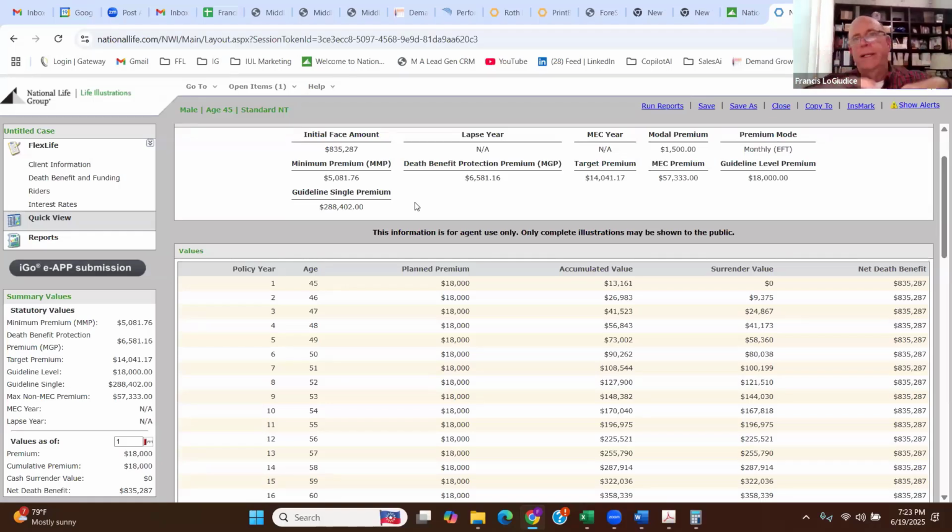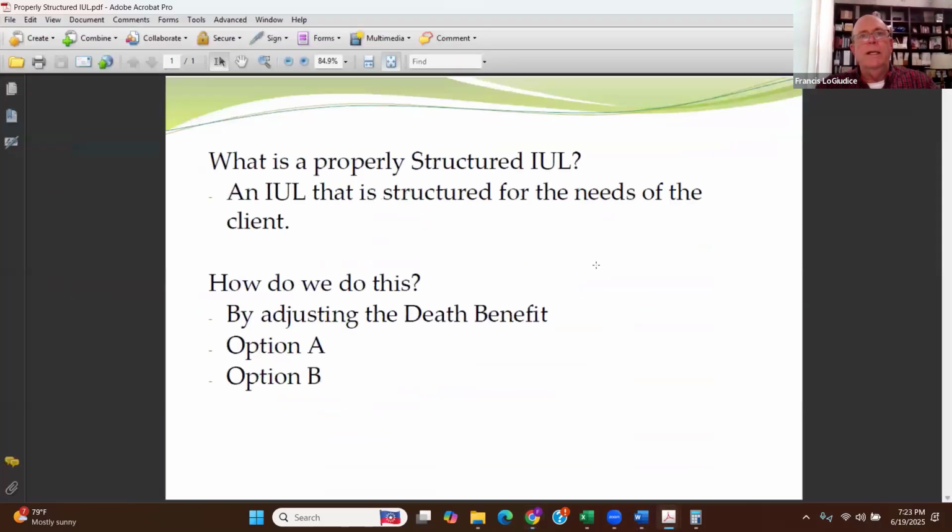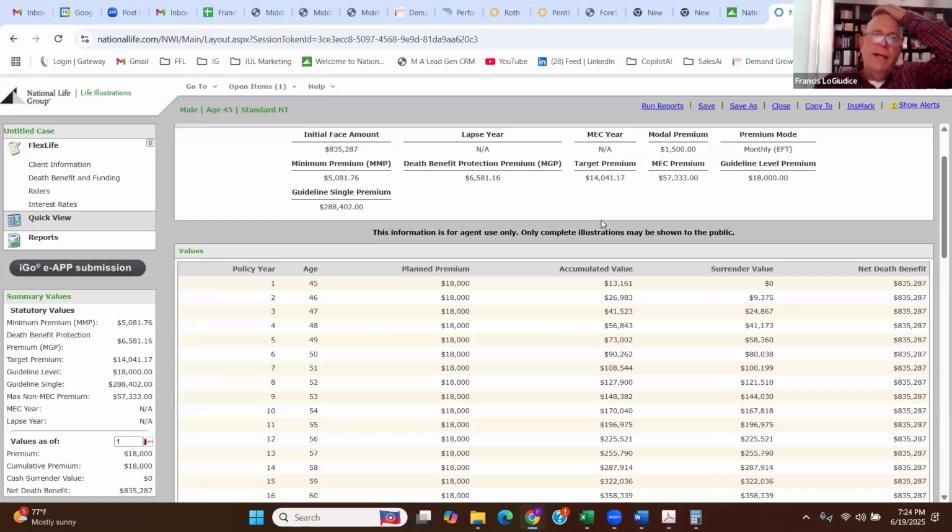But now let's just talk about simple structuring of your IUL. So we're going to kind of come back to this right here. What is the need of the client? Well, the client doesn't necessarily need 800,000 unless they want it. If they say, yes, I'd love this, this is great.